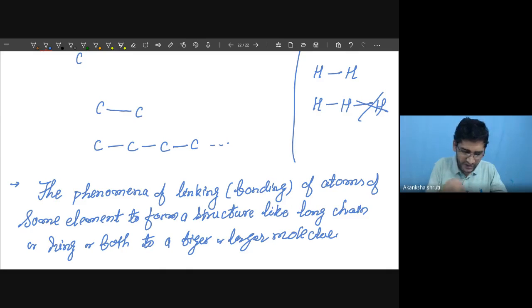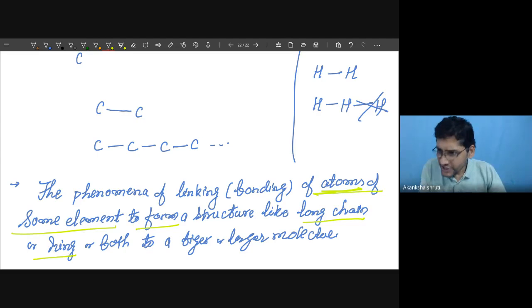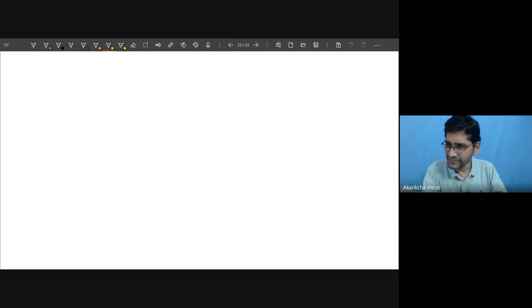Students, this property or phenomenon by which atoms of the same element are able to form either a long chain or a long ring, or one part has a chain and another part has a ring. These things are possible. As a result, a bigger molecule is formed. Even from the simpler to the bigger, one is able to form.